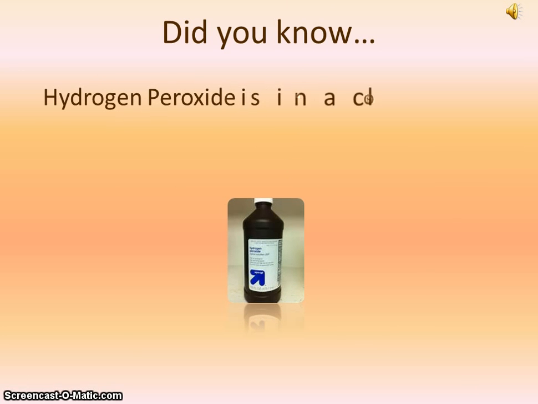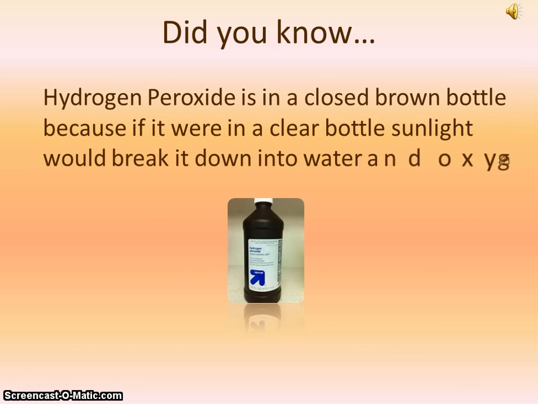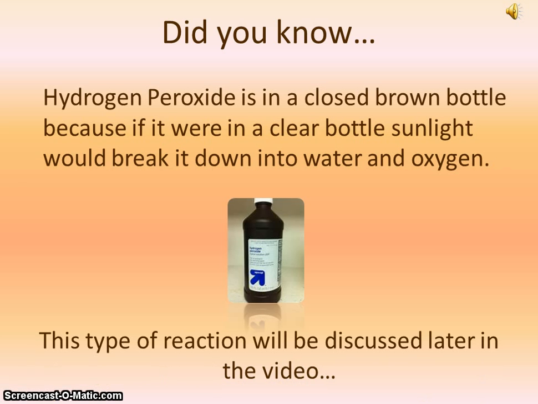Did you know hydrogen peroxide is kept in a closed brown bottle? Because if it were in a clear bottle, sunlight would break it down into water and oxygen. This type of reaction will be discussed later in the video.